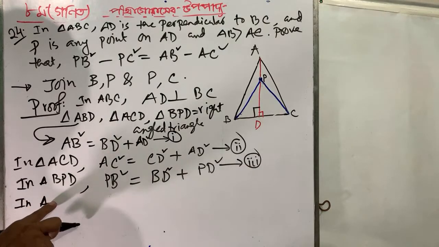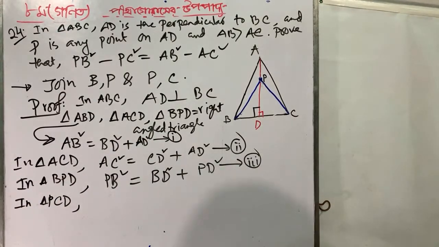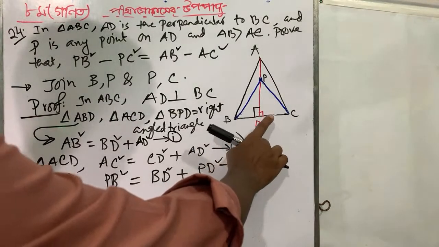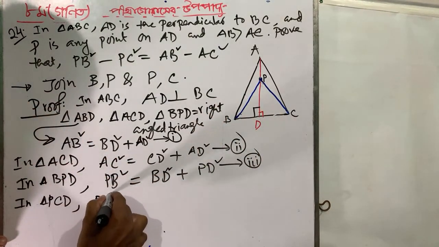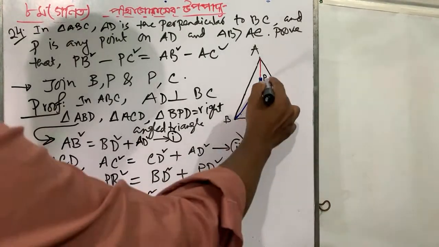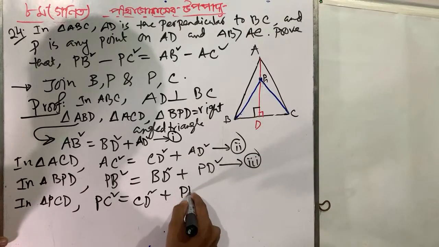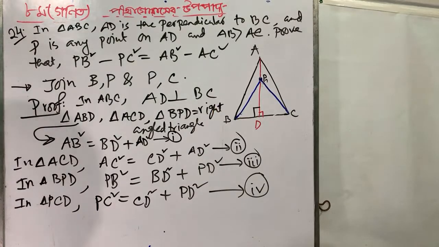In triangle PCD, I have PC square equal to CD square plus PD square. Again, same Pythagorean theorem, should be very easy for you. So we are almost done. We are almost near to the end of the problem.